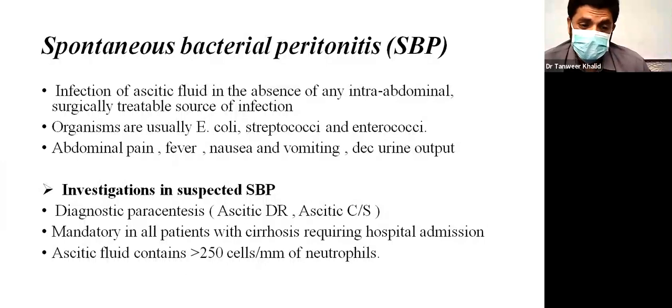Investigation in suspected SBP: diagnostic paracentesis is very necessary whenever there is fluid, and specifically when the patient presents with abdominal pain and fever. It should be sent for ascitic DR and ascitic C&S. It is mandatory in all patients with cirrhosis requiring a hospital admission. If ascitic fluid contains greater than 250 neutrophils per milliliter, then this is diagnostic of SBP.